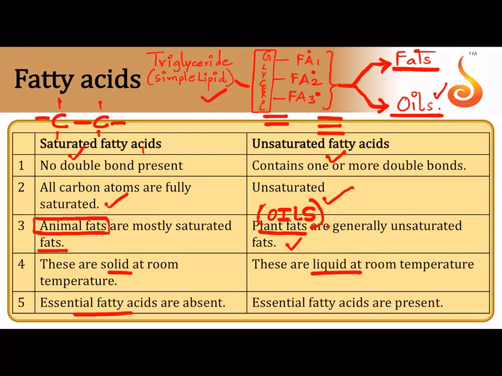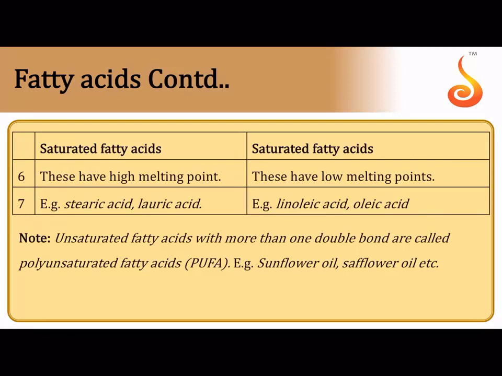Essential fatty acids are absent in saturated fats. In unsaturated fats, mostly you have a lot of essential fatty acids. That's why we say plant oils are healthier than animal fats, because plant oils are wholesome. They contain a lot of essential fatty acids. Essential fatty acids means you cannot synthesize them in your body; you have to get them from the diet. Saturated fatty acids have a very high melting point, that's why they are solid at room temperature. Unsaturated fatty acids have a low melting point, that's why they are basically liquid at room temperature.